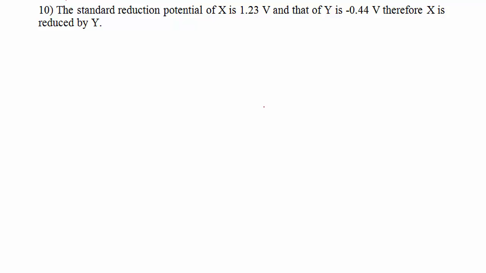And number ten: the standard reduction potential for X is 1.23, and that of Y is negative 0.44. Therefore, X is reduced by Y. That is true. So these are reduction potentials. X is likely to be reduced. Y, since it has a negative voltage, is more likely to be oxidized. So Y is going to get oxidized and X is going to be reduced.